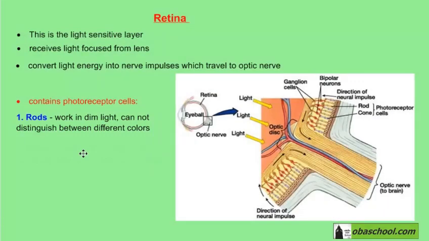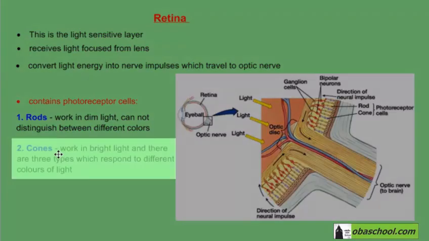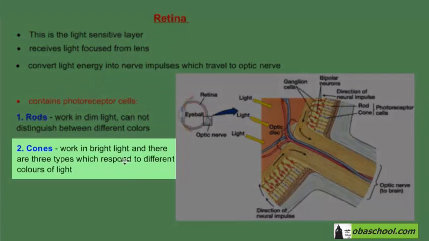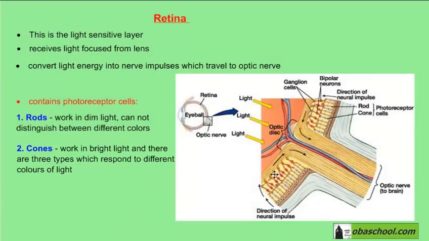And we have the cones, which work in bright light. And we have three types of cones which respond to different colors of light. These three types of cones allow us to see color. One allows us to see red, one allows us to see green, and one allows us to see blue, which are the three primary colors. And together, they allow us to see all kinds of colors.